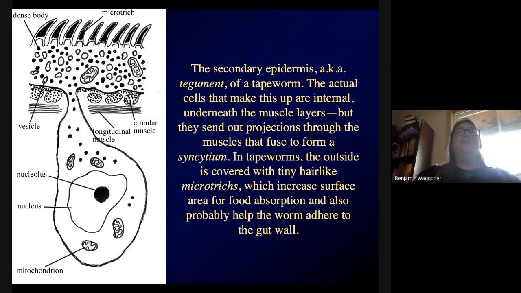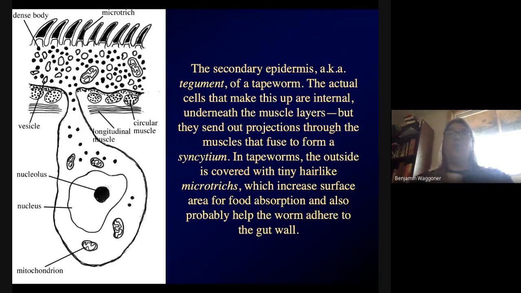And so you'll see this a second time in another big time group of parasites, the Acanthocephala, which we'll have to wait till Monday. But that's the function of that secondary epidermis, which, by the way, is also called the tegument of a tapeworm, fluke, or monogenean. It is pretty adaptive for a parasitic lifestyle.